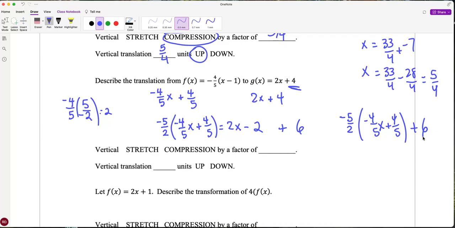So I'm compressing this by a factor of, well, it's 5/2, that's more than 1. So I'm stretching it by a factor of negative 5/2. And then I'm moving this guy 6 units up.